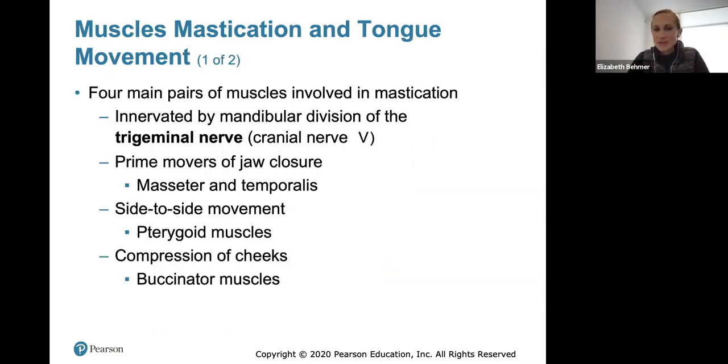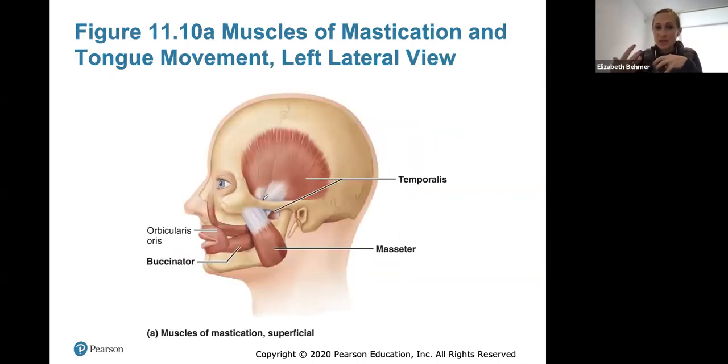Four main pairs of muscles are involved in mastication, or chewing, and they are innervated by the trigeminal nerve. So you have the masseter, temporalis, and pterygoid muscles, and the buccinator muscles shown here. So here are your mastication muscles.